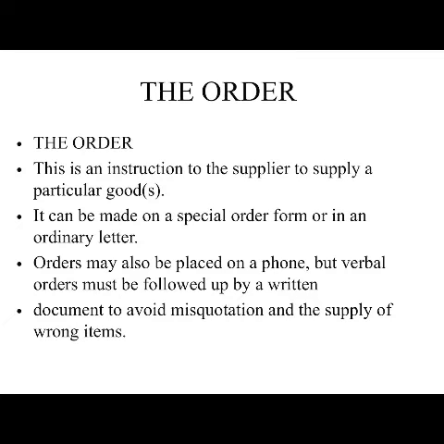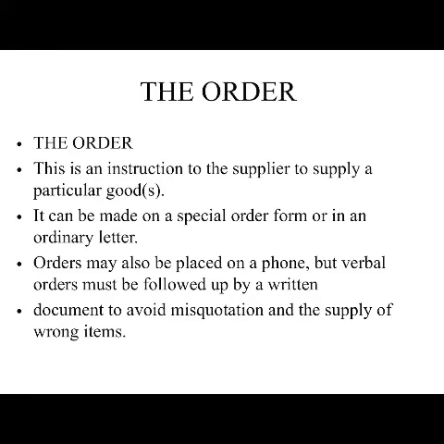This is an instruction to the supplier to supply a particular good. Like you want a particular good, you don't want maybe a lot of goods, but you want this one particular good, right? So you make an order. It can be made on a special order form or in an ordinary letter. Orders may also be placed on the phone, but verbal orders must be followed up by a written document to avoid misquotation and the supply of wrong items, right?